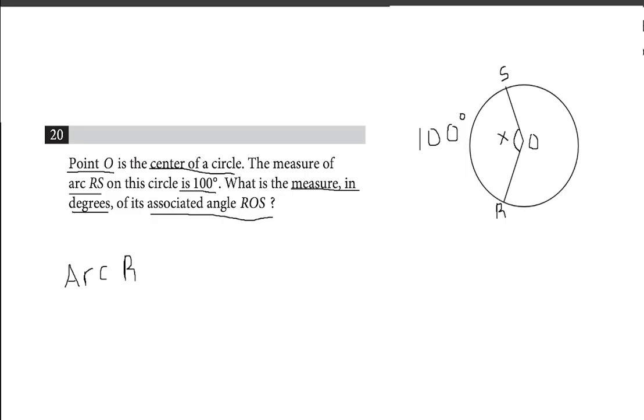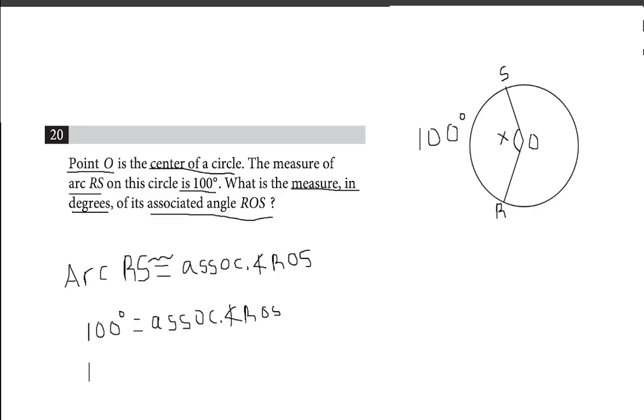I'm going to write it out for you guys. Arc RS is congruent to associated angle ROS. Therefore, 100 degrees is equal to associated angle ROS, which is the same as saying 100 degrees is equal to X. So our answer is 100 degrees. Pretty simple circle question, guys.